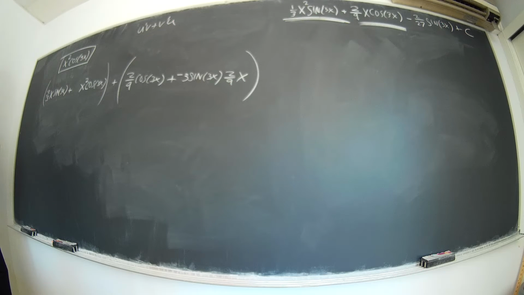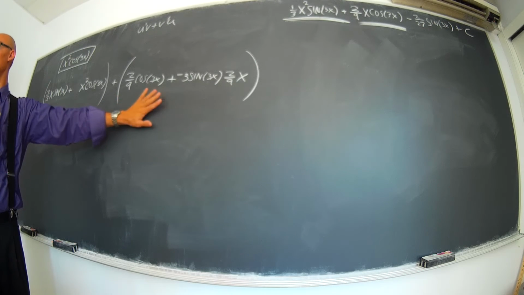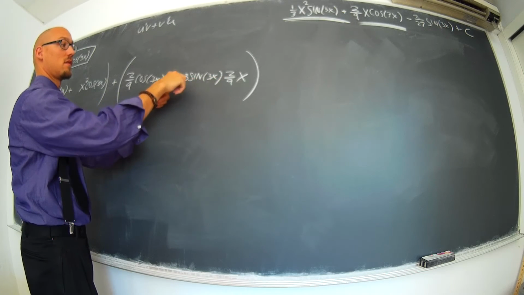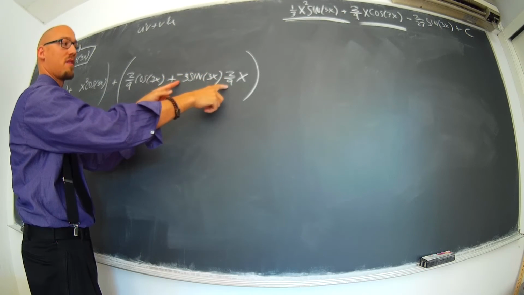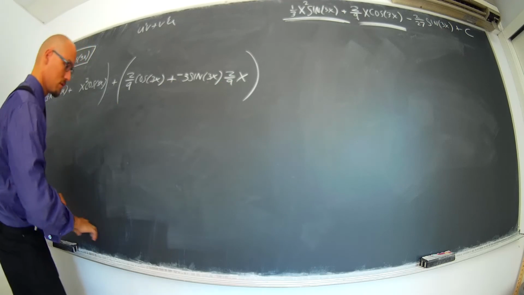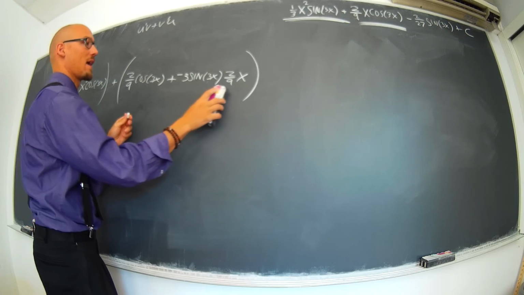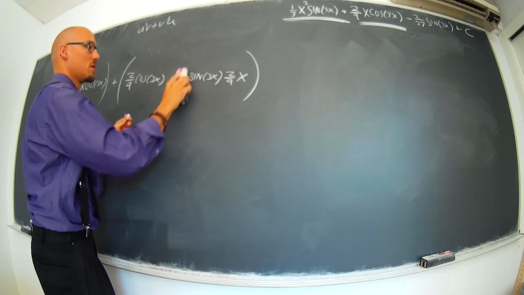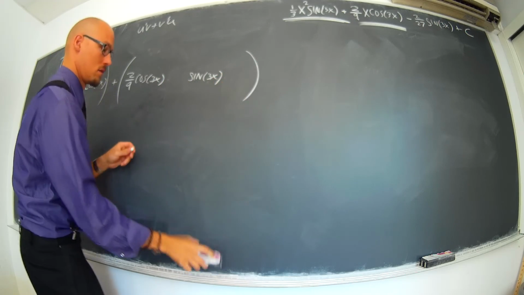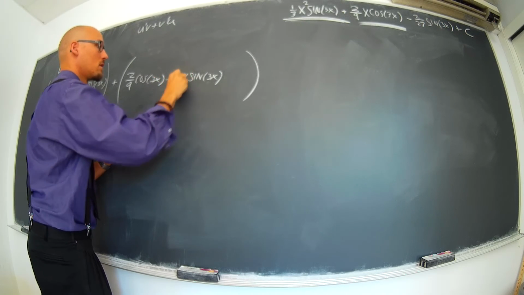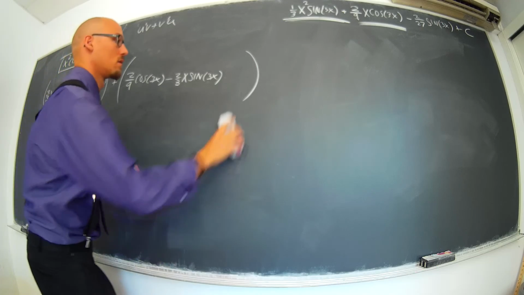Are we okay with the second one? Minus. So let's simplify this. This 3 could cancel with a 3 from the bottom and just be negative 2/3. And we could put the x up front. So this would be minus 2/3 x sine of 3x.